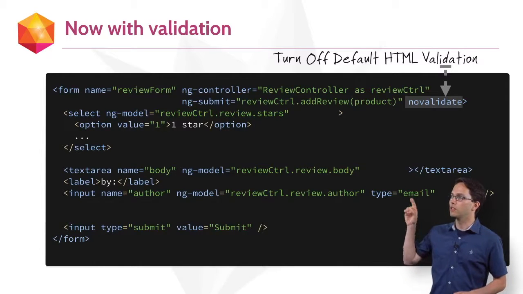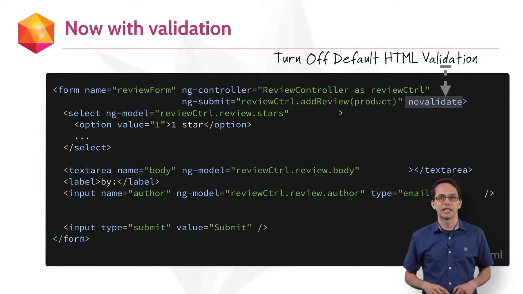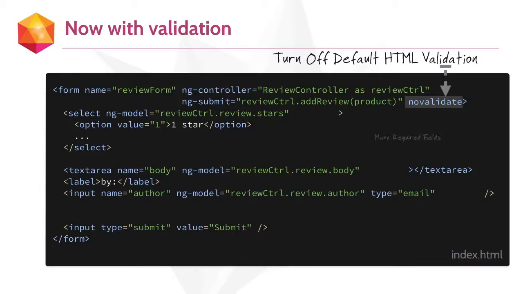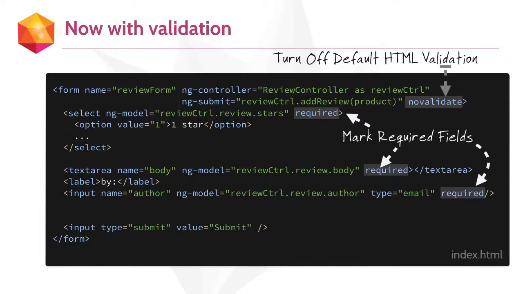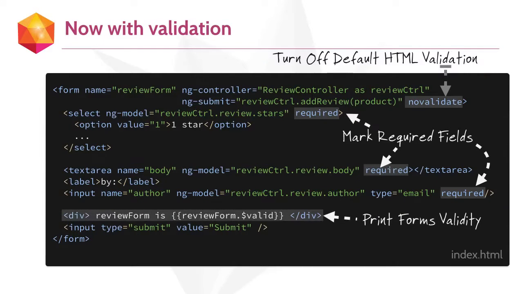So let's run noValidate in our form tag as an attribute. Next, let's mark the fields that are required for our form by simply adding the required attribute, like you see here. Lastly, to see if our form is validating properly, let's simply add some debugging code here. We'll say review form is reviewForm.$valid, which will be true or false.